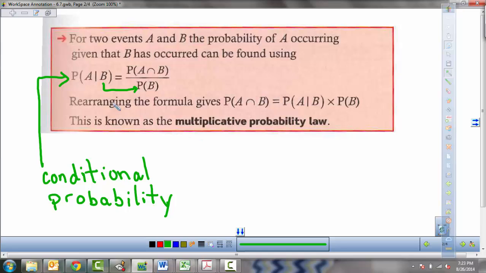And if we rearrange the formula, we get the probability of A and B occurring together is equal to the probability of A given B times the probability of B. This is the multiplicative probability law. It says if we want to find the probability of two things happening together, we multiply the first and the second given that we know the first already occurred. And we'll look at an example.